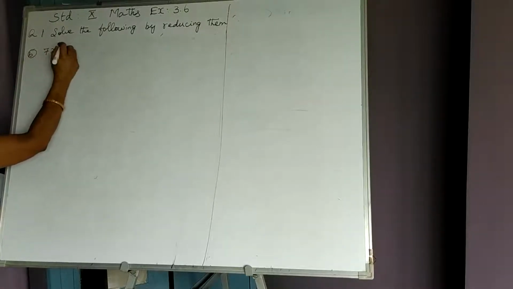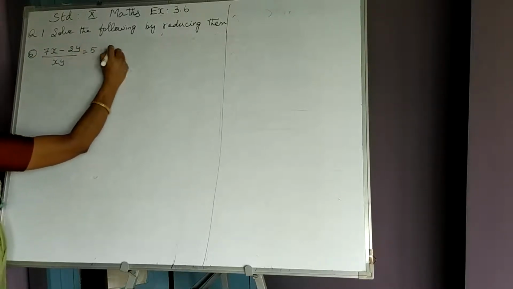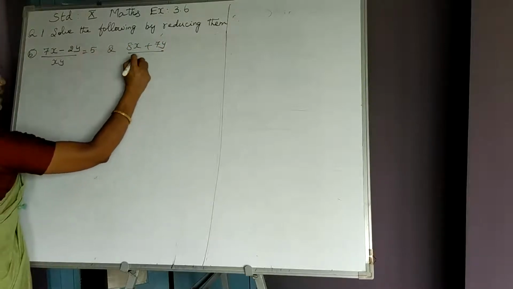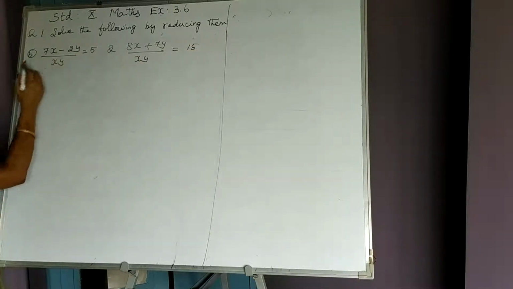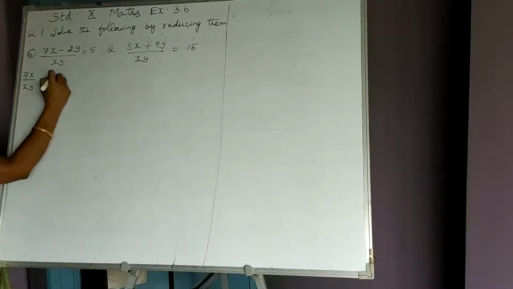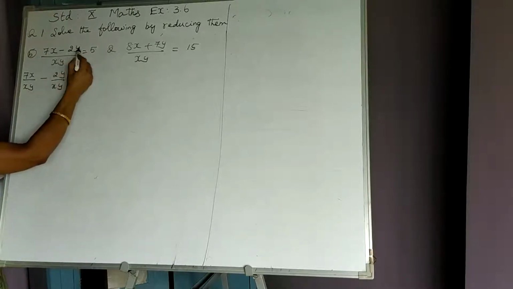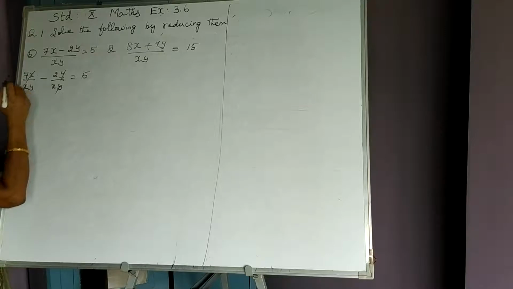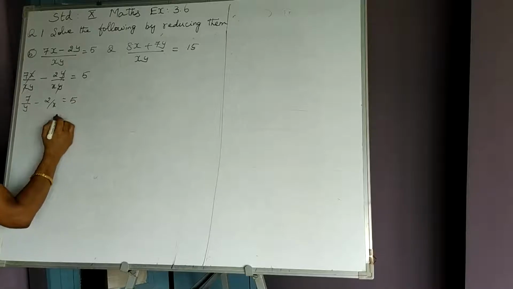7x minus 2y upon xy is equal to 5, and 8x plus 7y upon xy is equal to 15. So, this xy is for both the terms. Therefore, I split it: 7x upon xy minus 2y upon xy is equal to 5. X gets cancelled. Here y gets cancelled. We get 7 upon y minus 2 upon x is equal to 5.